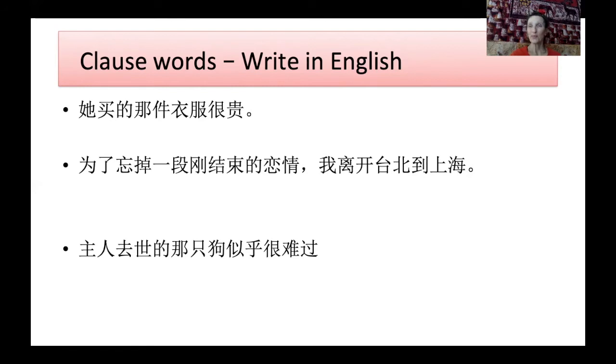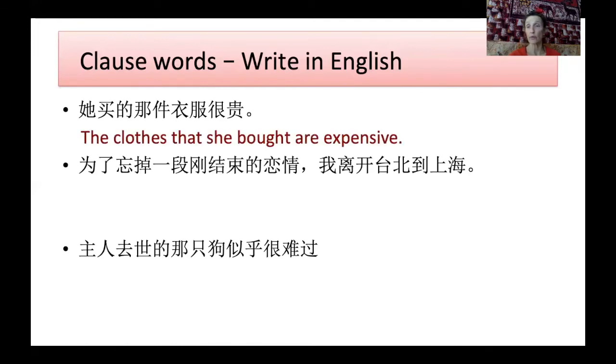Okay, so maybe you did pause it and maybe you did try. So let's look at the first one. 他买的那件衣服很贵. 他买的那件衣服很贵. So how would you write that? Two ideas: she bought clothes and the clothes are expensive. Two ideas. 两个思想, right? So how would you write that in English? The clothes that she bought are expensive.